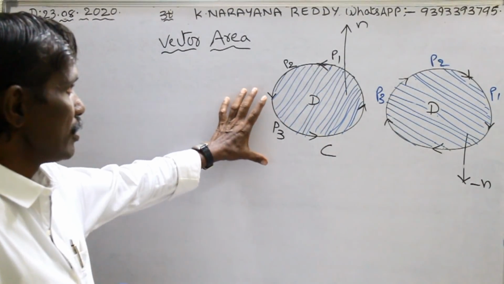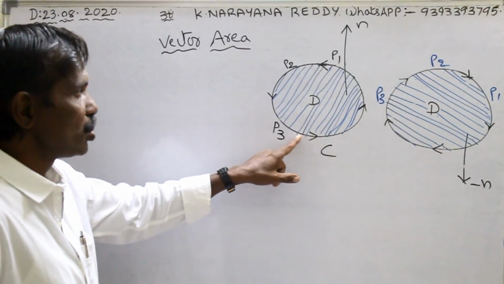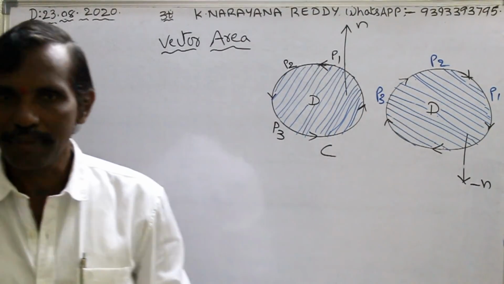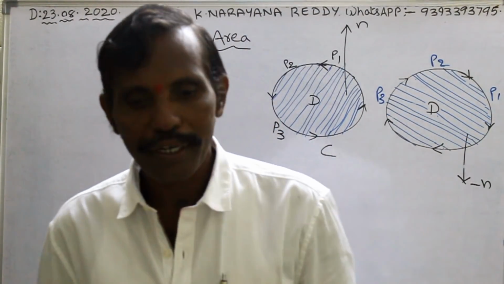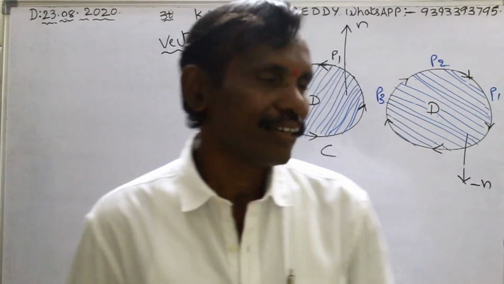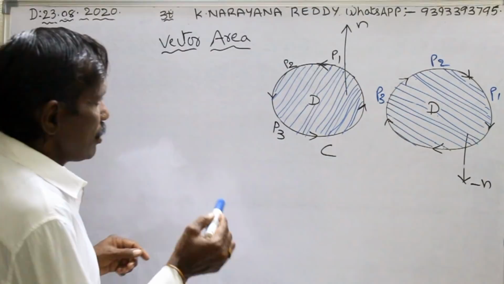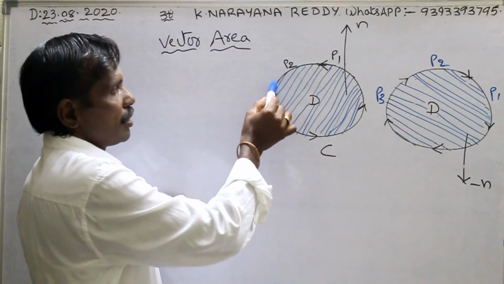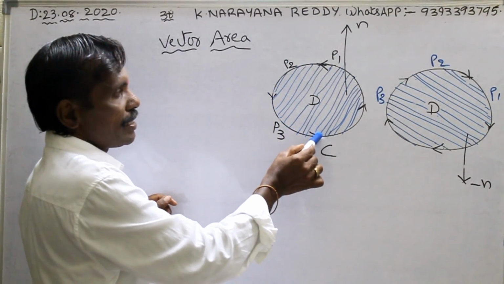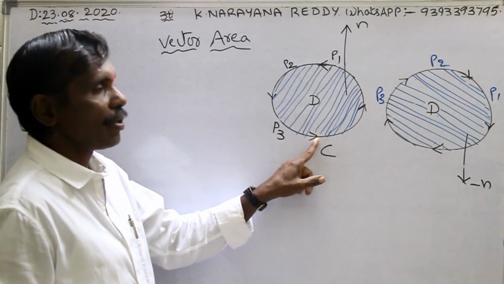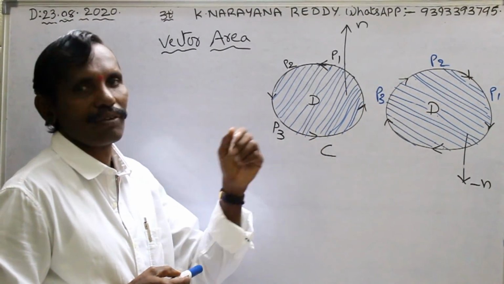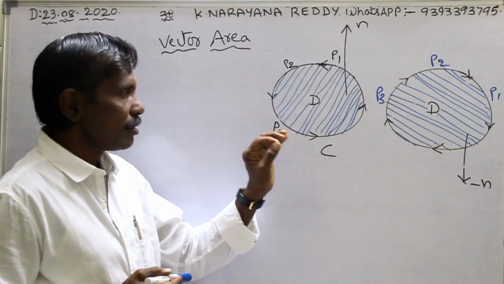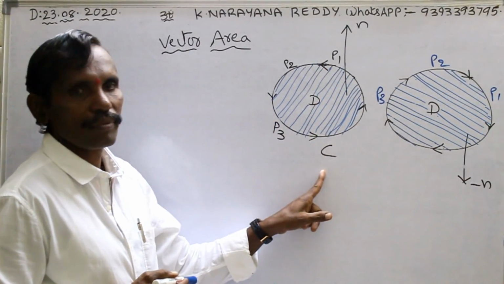Vector area is nothing but, see here, this is a closed curve. What is a closed curve? A closed curve is one where the starting and ending points are the same. Suppose the curve starts from here, goes in this direction, comes here and ends here. So the starting and ending points are the same. That means this is closed curve C.